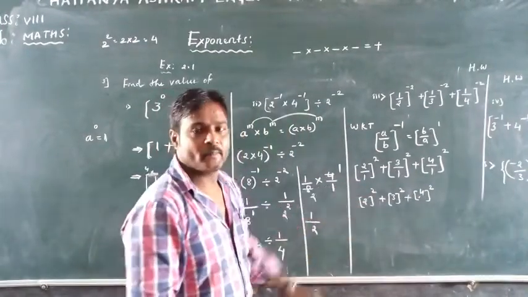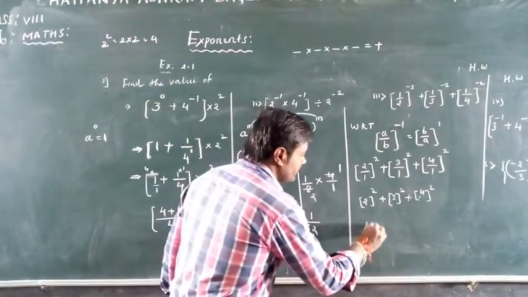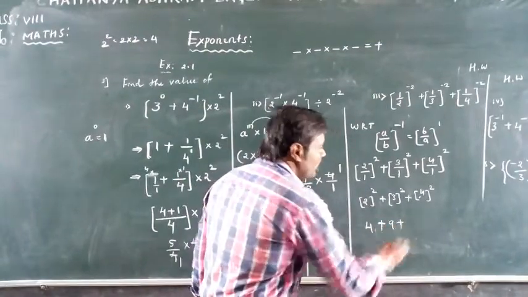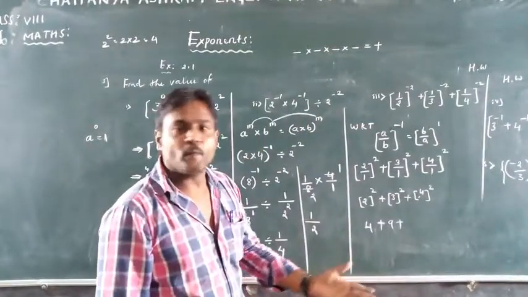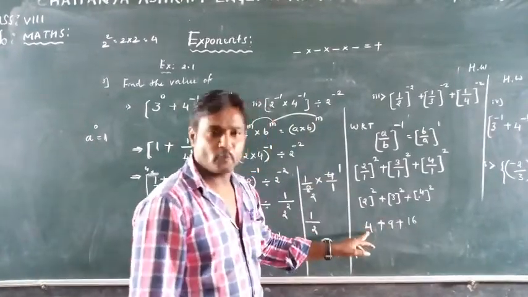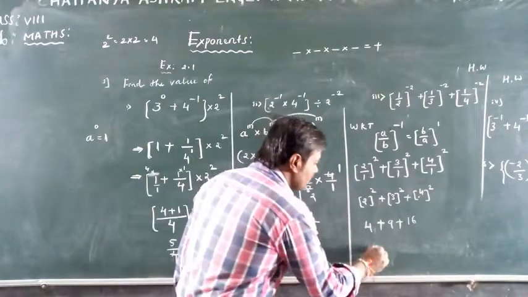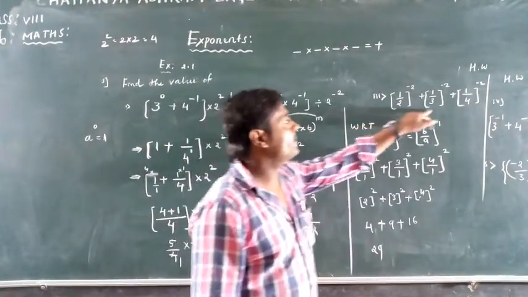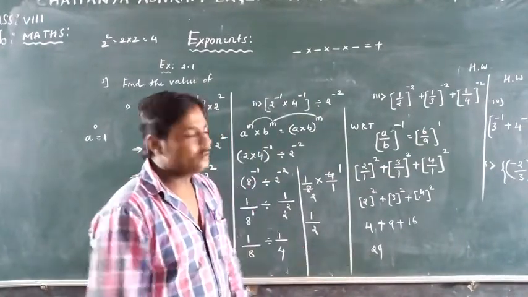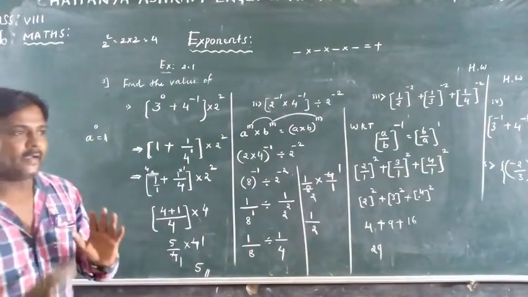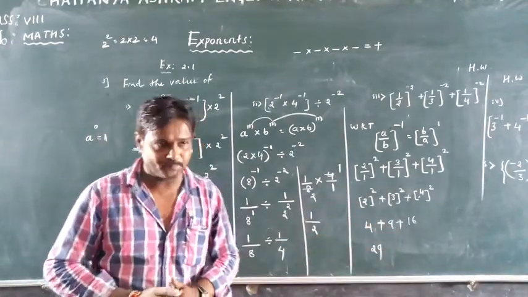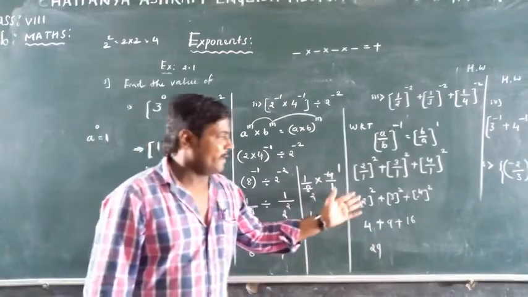2 its square, 2 into 2, 4. 3 its square, 3 into 3, 9. 4 its square, 4 into 4, 16. So what is the sum? 16 plus 4, 20. 20 plus 9, 29. So the value of this exponential sum is how much? 29.